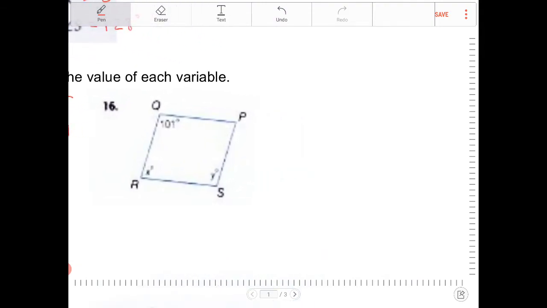Question number 14. Angle y will equal 101 because angle S is opposite of angle Q, and they are going to be congruent. Opposite angles are congruent. And consecutive angles are going to be supplementary. So x plus y, or x plus 101, is equal to 180. Subtract 101 from both sides, we get x is equal to 79.